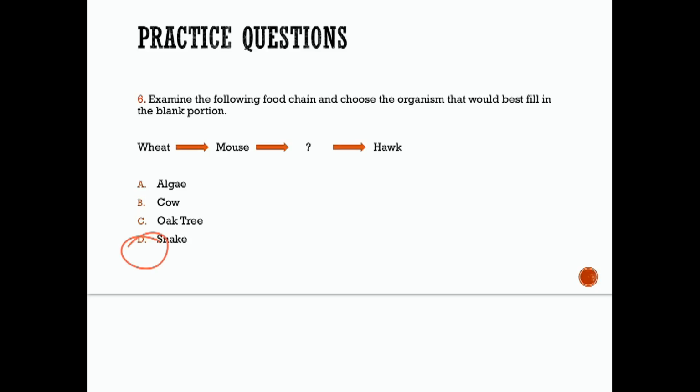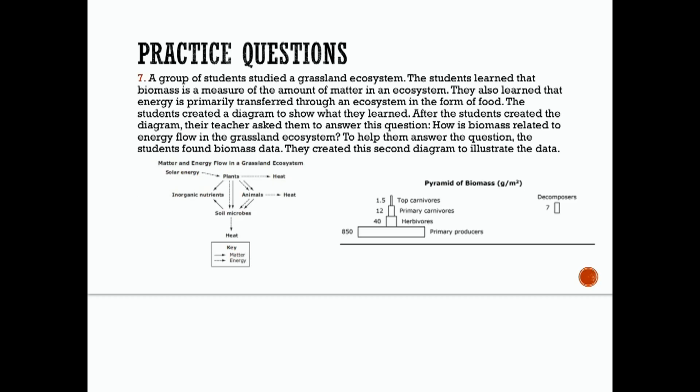A for algae does not make sense. That's a producer, right? Why would you put a producer right there? And a hawk is not going to consume a cow, we hope. And an oak tree is also a producer, so why would you put that right there? Okay, number 7. I chose this question because it is really long. And we've talked about how you've got to take your time, read the question, look at everything. It's worth it to just take a breath, take your time, slow down, and try to get it correct.